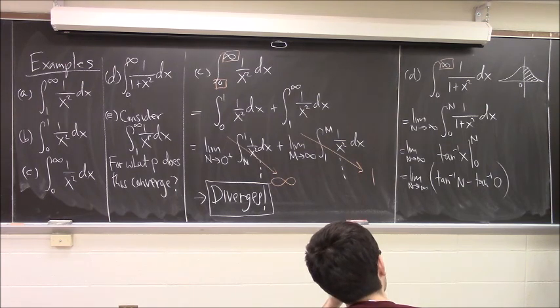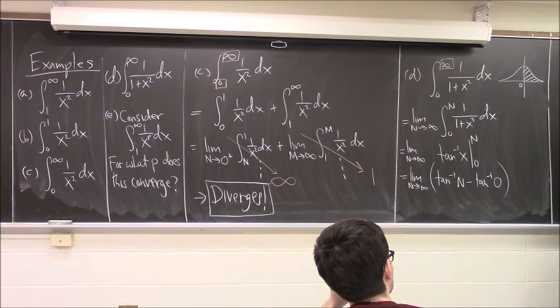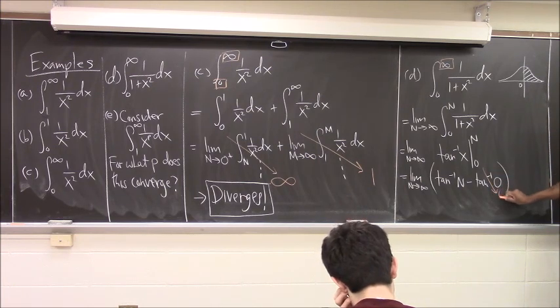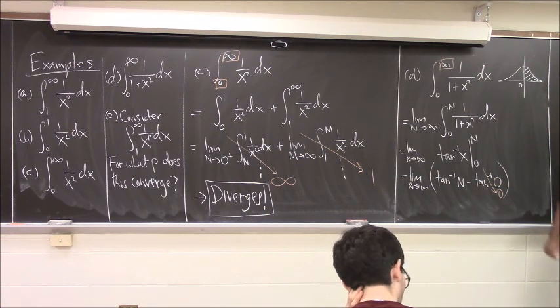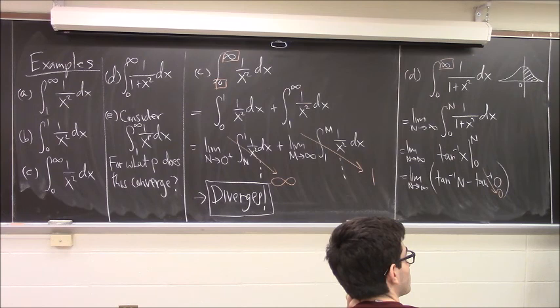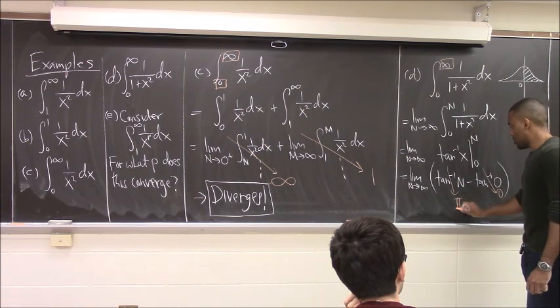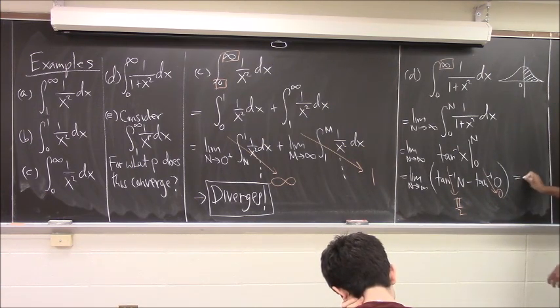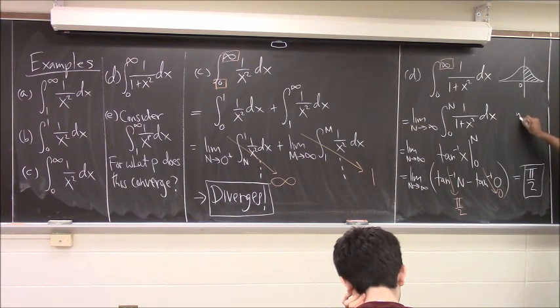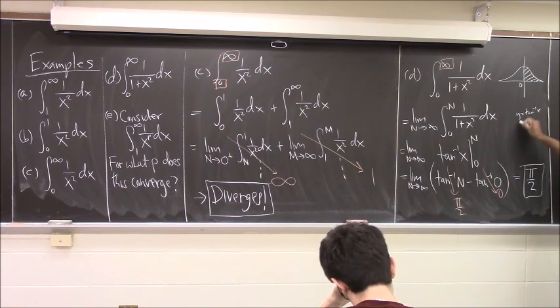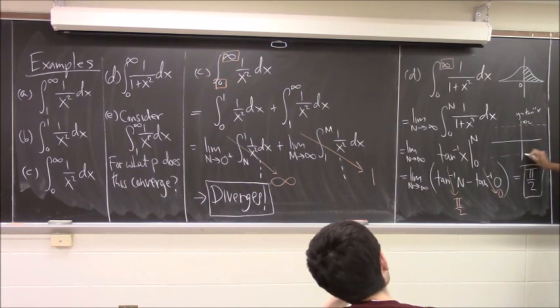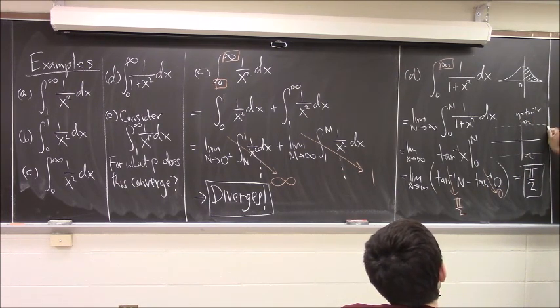Yeah? Undefined. No, tan inverse is always defined. Tan inverse is continuous everywhere. Yeah? Zero. Now, as n approaches infinity, what does tan inverse approach? It's pi over 2. So, this actually does have a meaningful answer. It's pi over 2. You can remember that, of course, your tan inverse graph has a horizontal asymptote at pi over 2, and one at minus pi over 2, and it looks like an S.